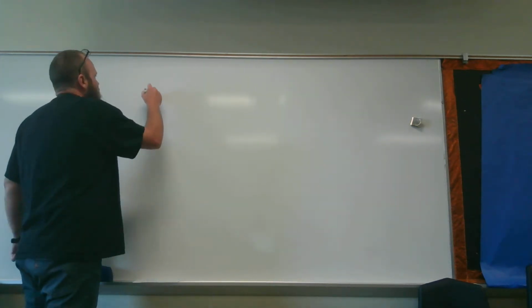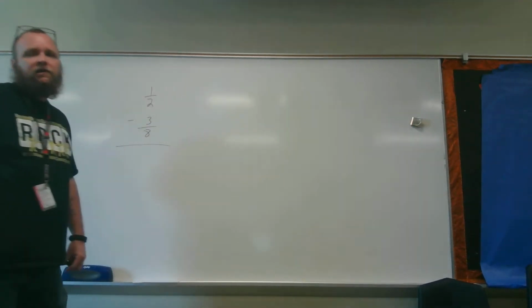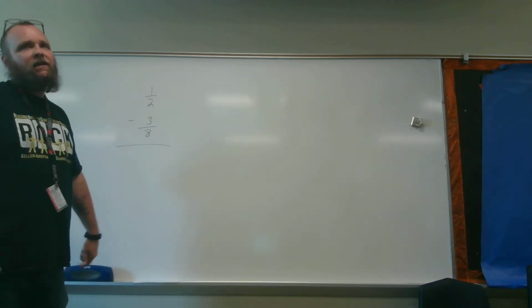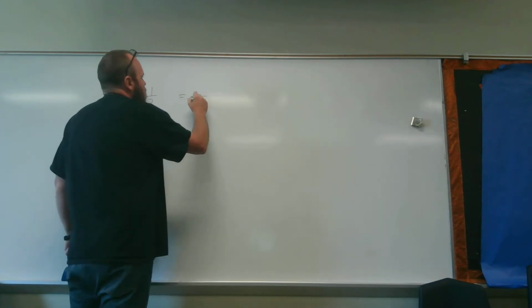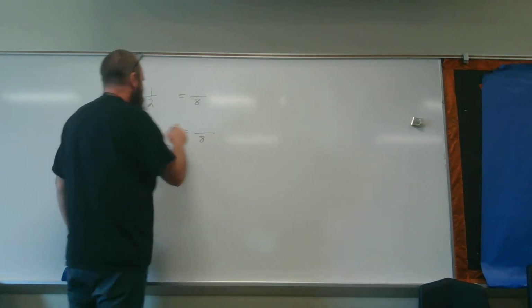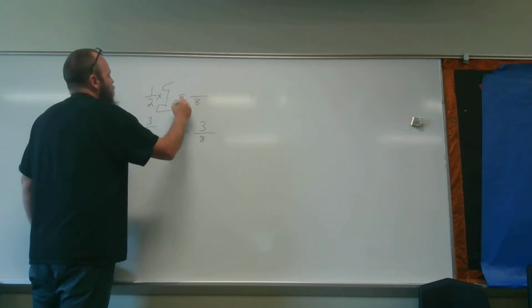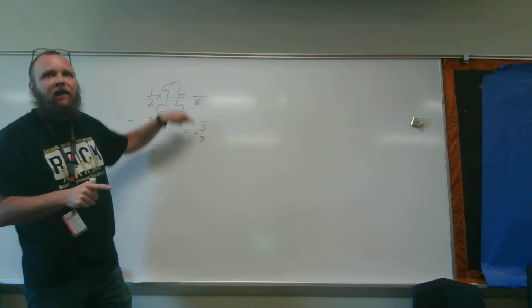1/2 minus 3/8. Oh, doesn't have a common denominator. Darn it. Is 8 a multiple of 2? Bingo! Yes, it is. If I looked at my 2, go 2, 4, 6, 8. There it is. There's an 8 there. I need to change these so they're both over 8. This one's already over 8, so I just need to change this one. Oh, wait. 1/2. 1 is half of 2. What's half of 8? 4.